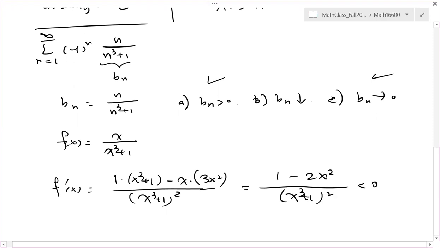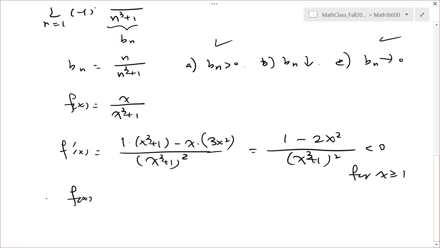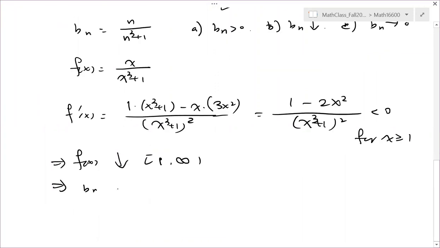It's clearly negative for the x squared term, right? Because the numerator is negative, when x is greater than or equal to 1, it's obvious. So that implies f(x) is decreasing on this interval. This implies that b_n, which is f(n), is decreasing for n greater than or equal to 1.